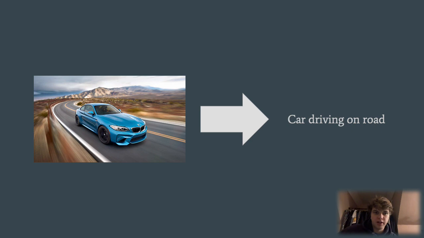So we'll just get right in. This is just a quick example. I have some more detailed ones later. This is just a car on a road in the picture, but whenever you pass it through, it gives "car driving on road."